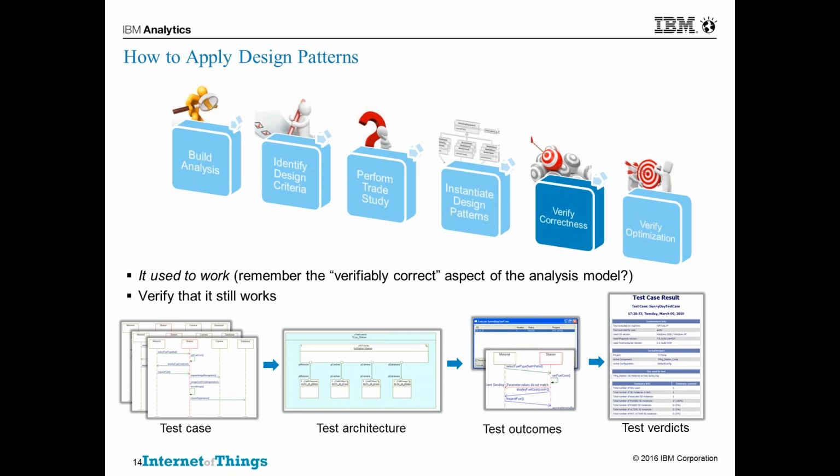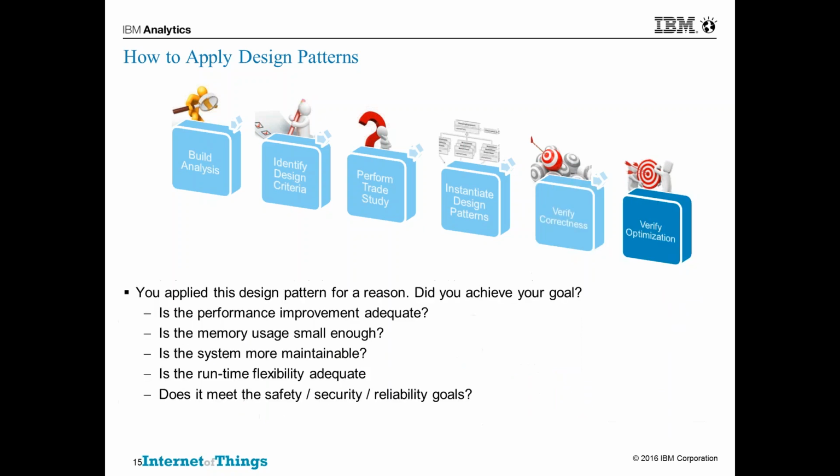And then we want to do two kinds of verification. Remember how I said the analysis model works, it's verifiably correct? Well, we want to make sure we didn't break it. So we have to apply the test cases we had before to verify that it still works, that what worked before continues to work now. So that's one thing we want to do, verify that we didn't break it functionally.